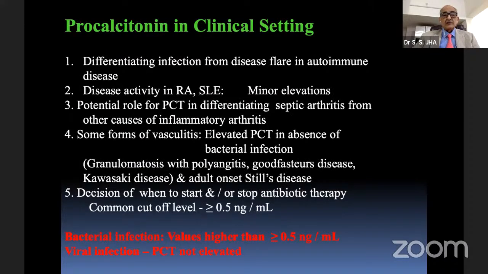Now, procalcitonin in the clinical setting. This differentiates basically infection from disease flare in autoimmune disease. With disease activity in rheumatoid arthritis and SLE, there could be minor elevations. There is a potential role of PCT in differentiating septic arthritis from other causes of inflammatory arthritis. With some forms of vasculitis also, PCT can be elevated even if there is no bacterial infection. The decision of when to start or stop antibiotic therapy can be taken from procalcitonin, and the cutoff level is 0.5 nanogram per ml or more.